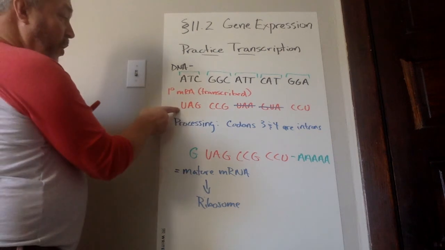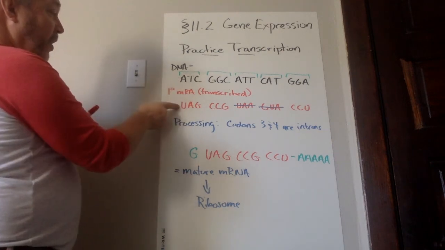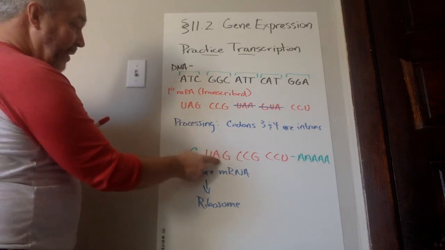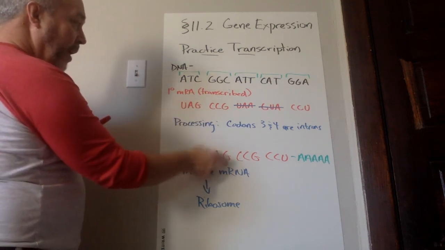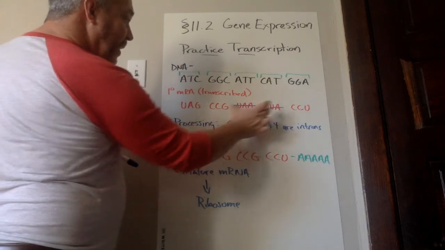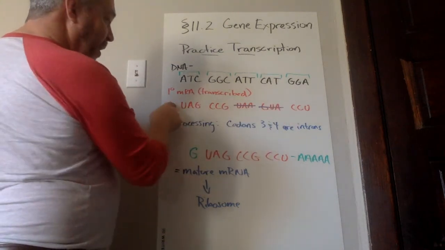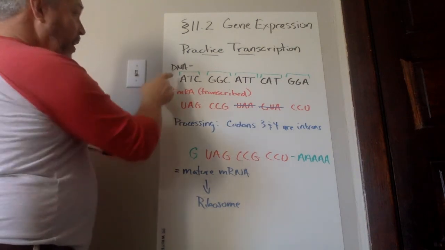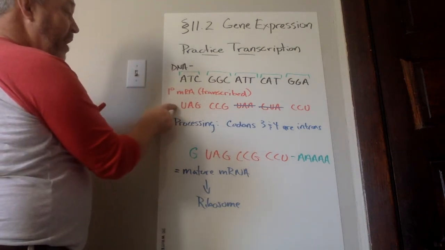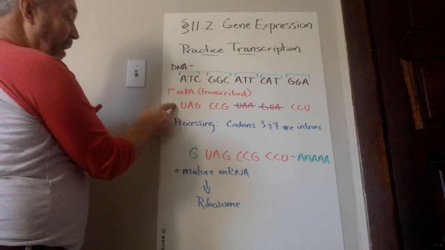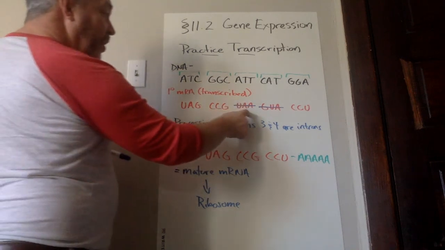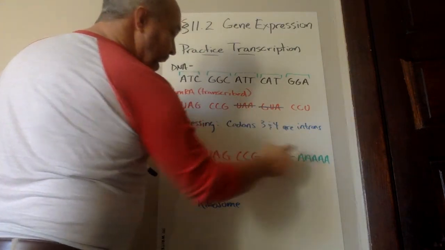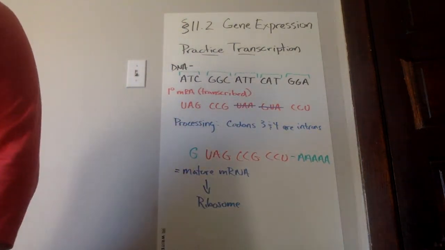So you don't have to flip anything here. A goes to U, but you don't go back. Notice U is still U, A is still A, G is still G. All this does in the processing is cut out parts, but it doesn't change what's left. It just cuts out certain parts. So from DNA to RNA, you need complements. But from a primary mRNA to a mature mRNA, you just need to cut things out, add a guanine cap, add a poly A tail.